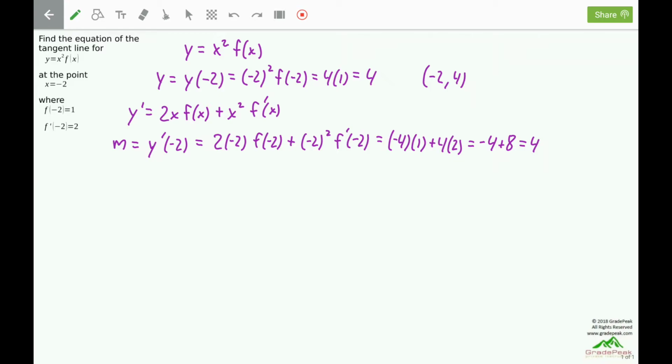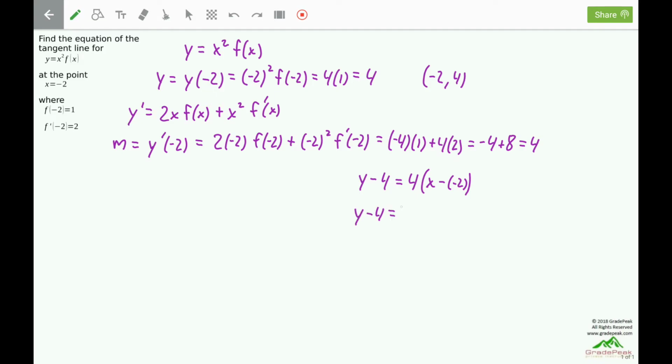So we have the point and we have the slope. We can now set up the equation of the tangent line using the point-slope formula. y minus the y coordinate, y minus 4, equals the slope, which is 4, times x minus the x coordinate, which is -2. We're going to want to solve for y. That will be called the slope-intercept form.